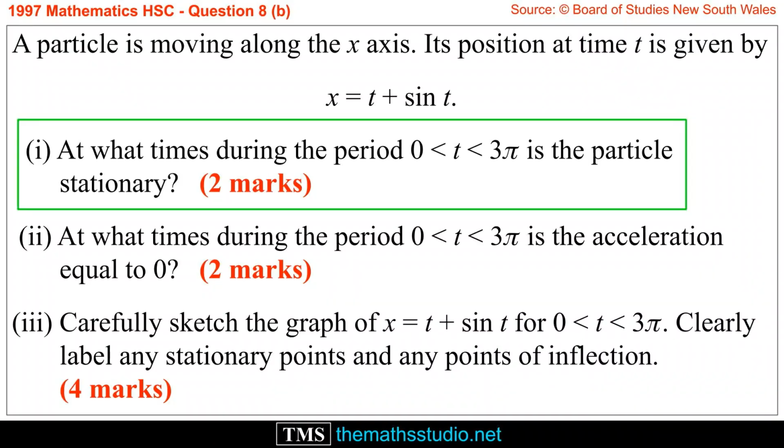Question 8, Part B. A particle is moving along the x-axis. Its position at time t is given by x equals t plus sine t. Part 1. At what times during the period t greater than 0 and less than 3 pi is the particle stationary?